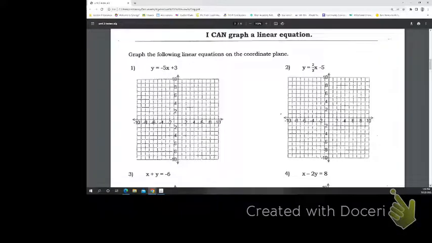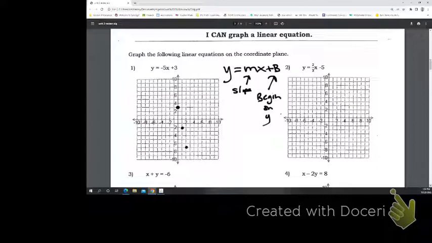So you will have 2 that are in slope-intercept form, just like these first 2 are. They're not the same problems, of course. So when we have y equals mx plus b, so if the y is by itself, then we're going to begin at b and move with the slope. So we begin on the y. So I'm starting at 3 and then down 5 and over 1. Down 5 and over 1.